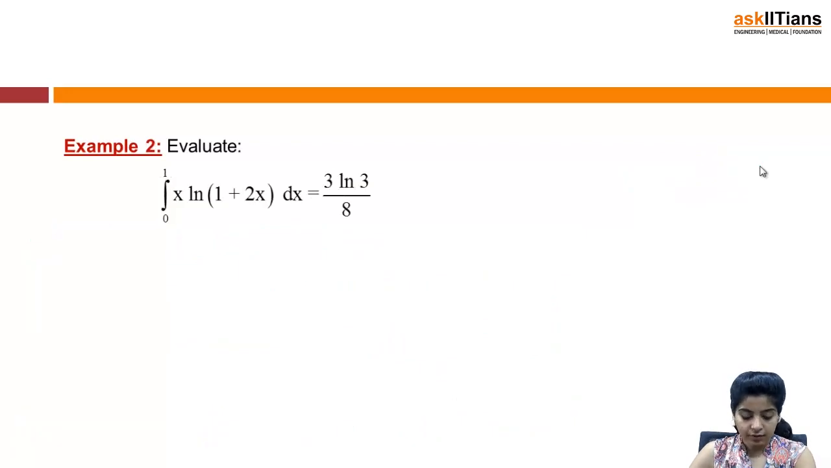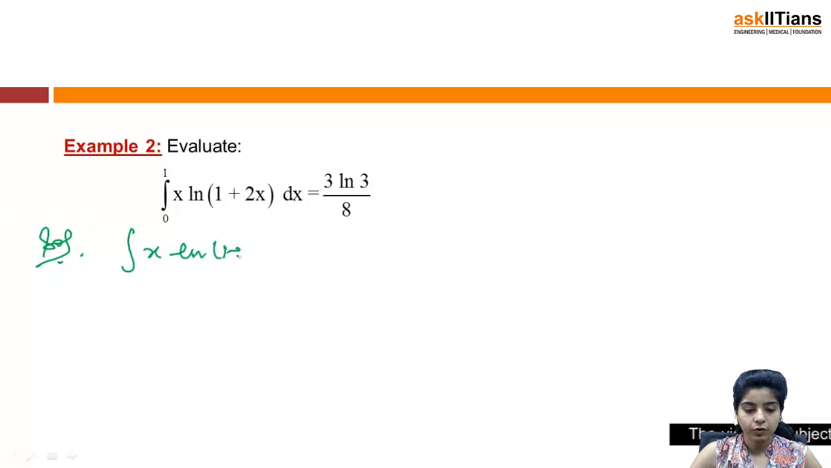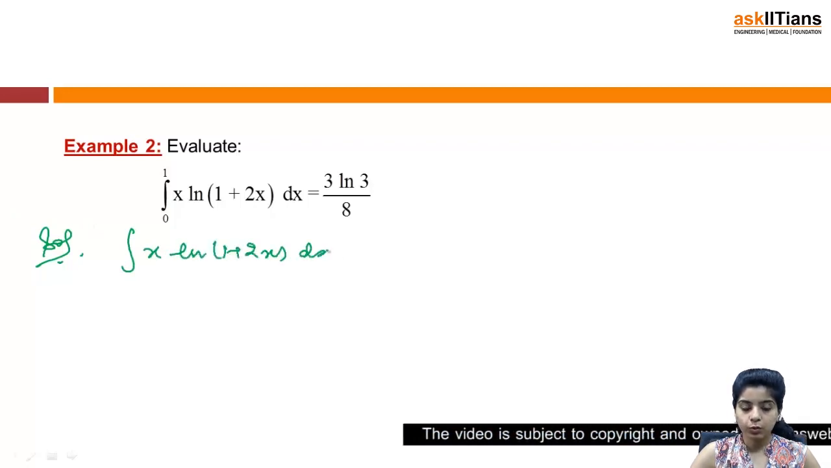Next question that we have is, the integral from 0 to 1 of x ln of (1 plus 2x) dx is 3 ln 3 by 8. Okay, so what I do, again in indefinite integration you must have learned how to solve integrals of this form, right. This is what we are required to find out.